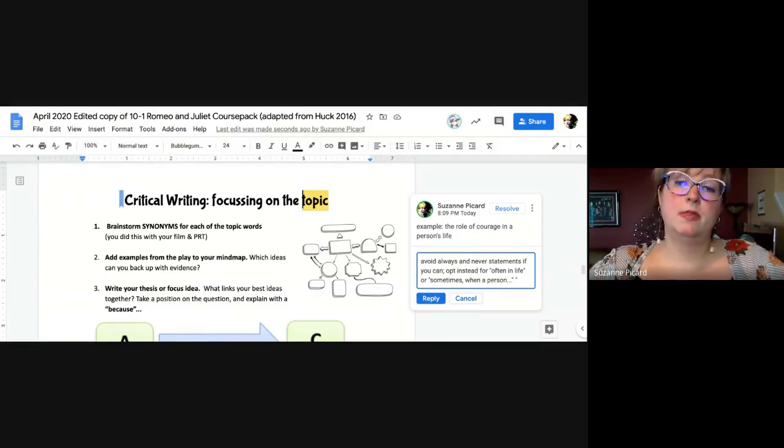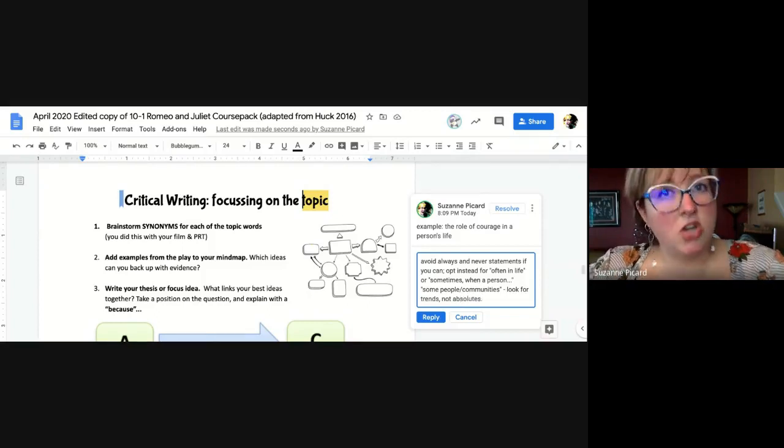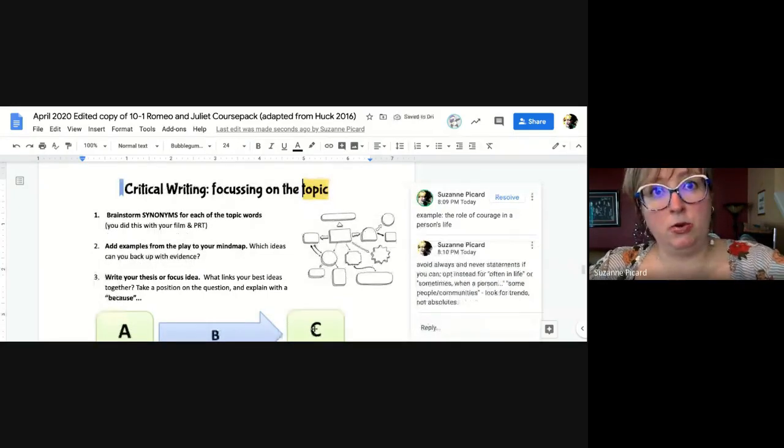or some people, right? It doesn't have to be all people, but some people or communities might experience a particular trend. Look for trends, not absolutes, because trends you can talk about and convincingly prove. Absolutes are very difficult to prove because it only takes one example of an exception to suddenly make your argument seem like it's maybe not as convincing. Okay, that's just my general tidbit about language and the topic.